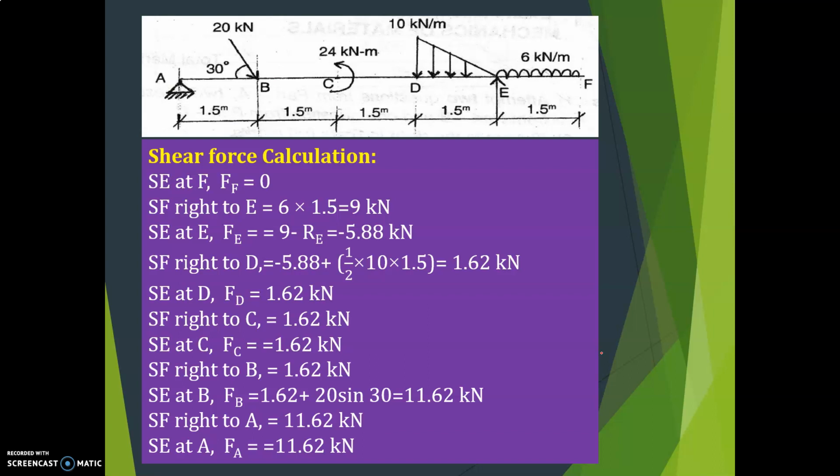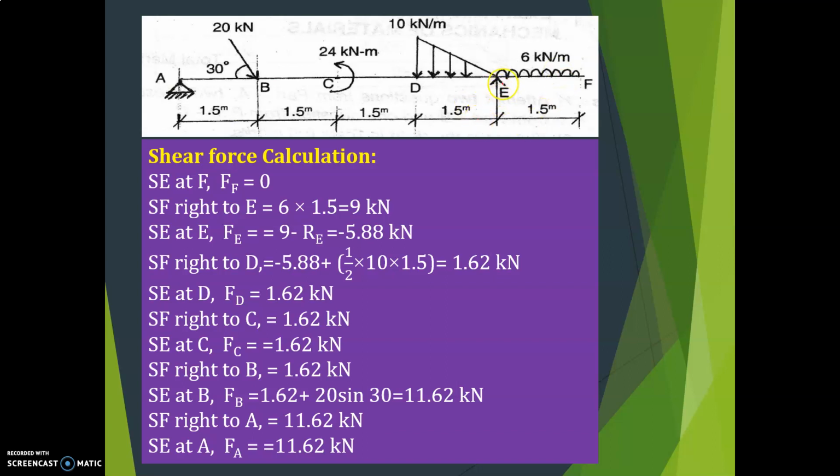After that you have to calculate the shear force at different points. So let us find the shear force at F. What is that? Shear force at F is equal to 0. Here there is no loading. Okay, next, shear force right of E. What is that? 6 into 1.5, right side downward, that is plus. So plus 6 into 1.5 is equal to 9 kilonewton.